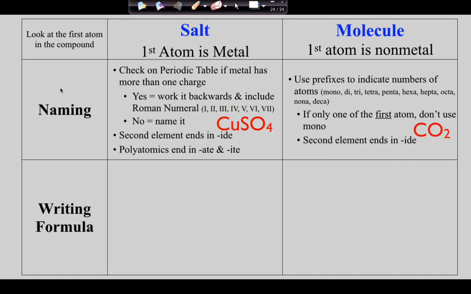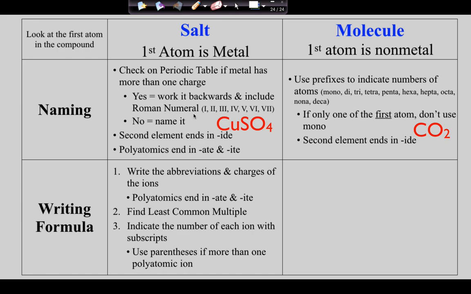Now, what about if we want to go the other way and we want to write the formulas? If we have a salt, again, remember, if it's a salt, the first element is a metal. If we have a salt, remember how to write the formulas. The first thing that you're going to do is write down the abbreviation and the charges of the ions. Remember, the polyatomics end in "ate" or "ite." Then you find the least common multiple. Then use subscripts to figure out how many of each you've got. And then remember to use parentheses if you need more than one of a polyatomic. All of the things that you learned last time.